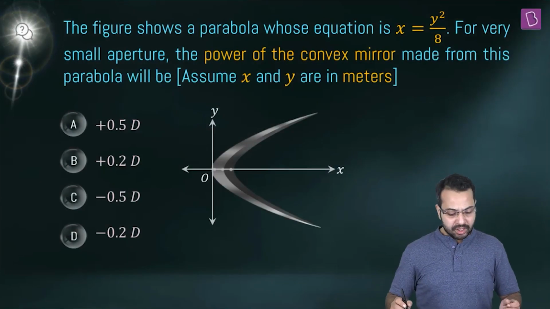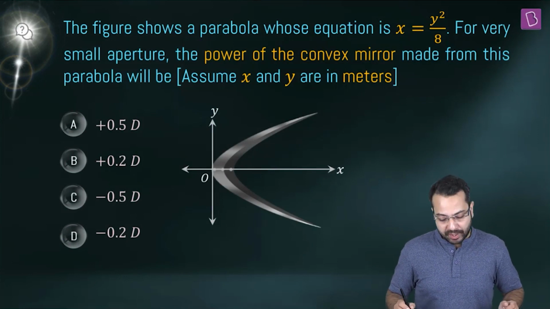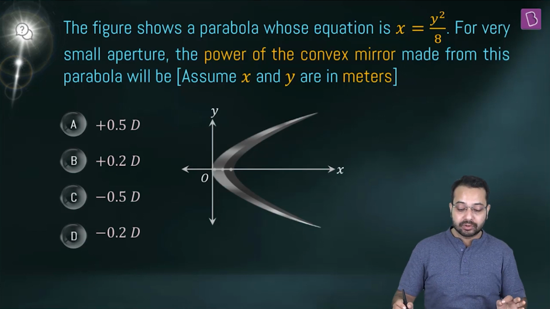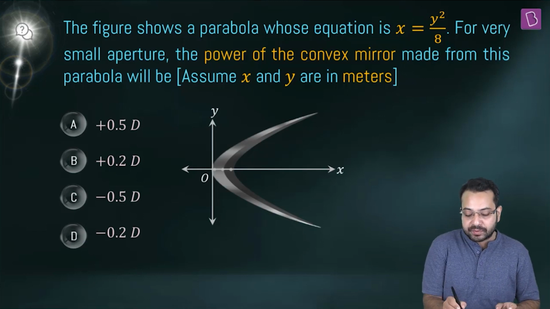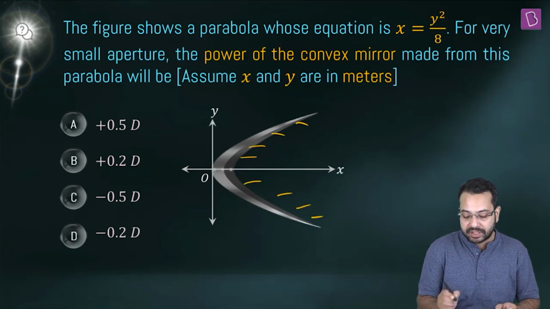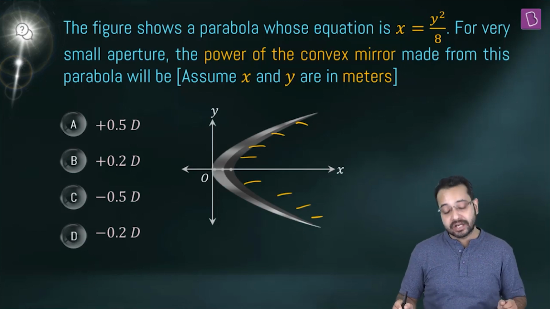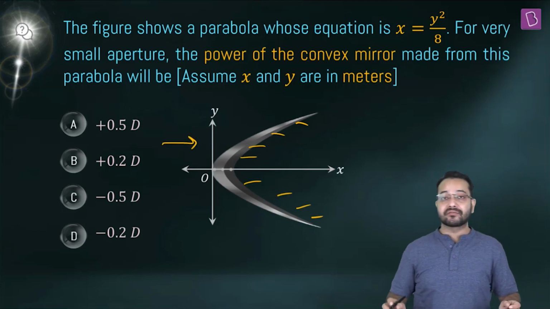The question is, the figure shows a parabola whose equation is x is equal to y square upon 8. For very small aperture, the power of the convex mirror made from this parabola will be. Okay, so this is a parabola and it is a convex mirror, which means this side is going to be silvered and this is going to be the reflecting side.